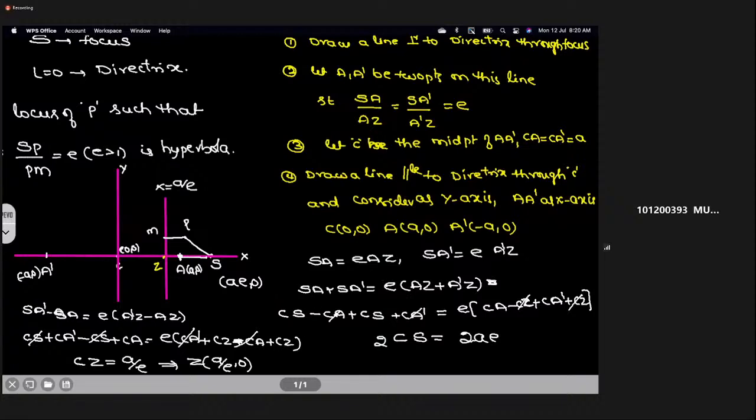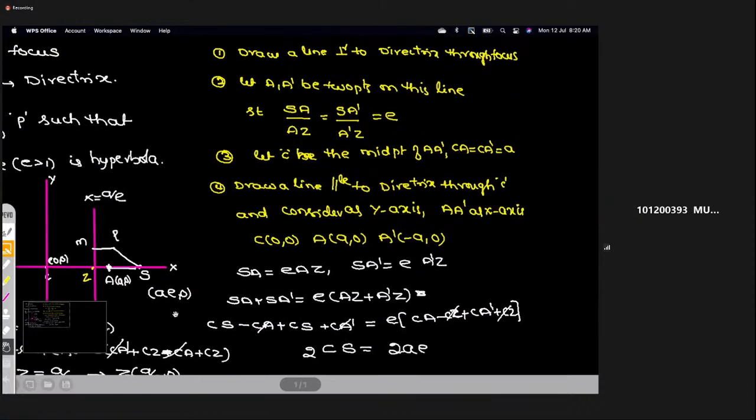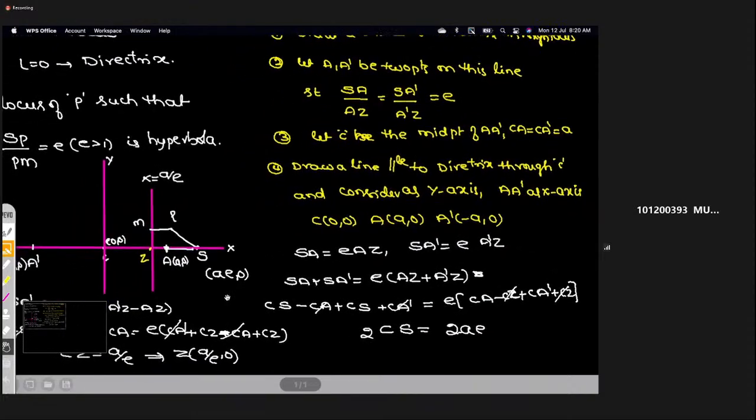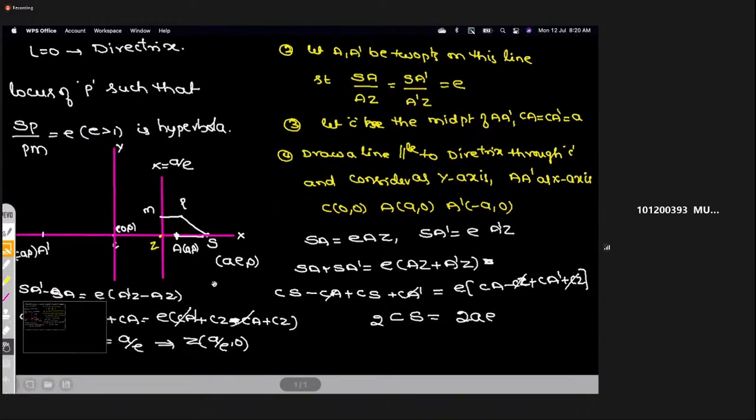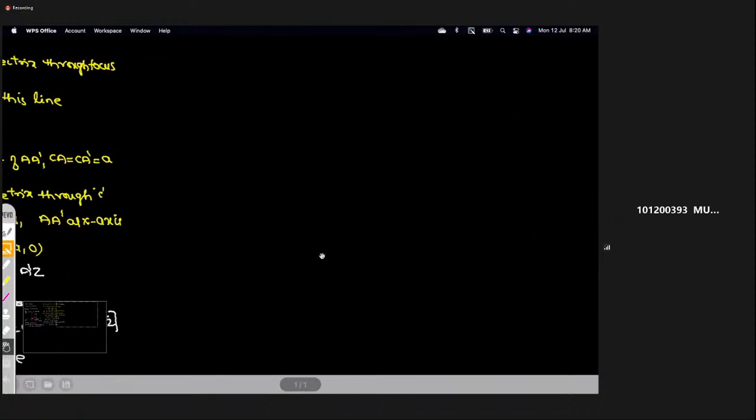Is completed? Okay. So now what happened? No, A is not the focus. S is the focus. A is not the focus. So now continuation I'll be giving how this one has come. So now the theory part is over.